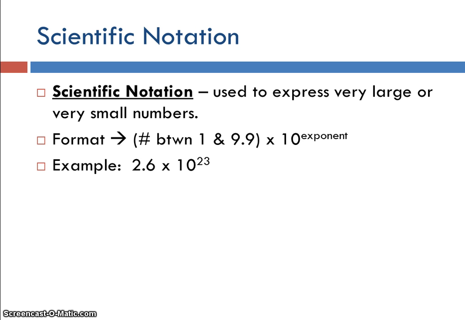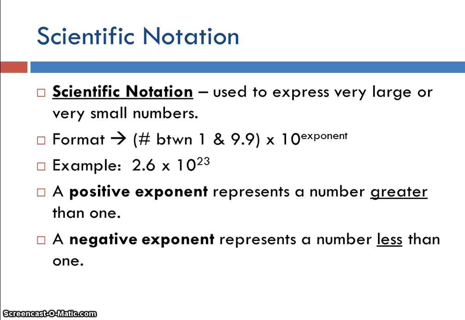And the format is always going to be some number that falls between 1 and 9.9. So if it's less than 1 or greater than 9.9, then you're doing it wrong. Then it's going to be times 10 that's raised to an exponent. For example, 2.6 times 10 to the 23rd is written correctly in scientific notation.